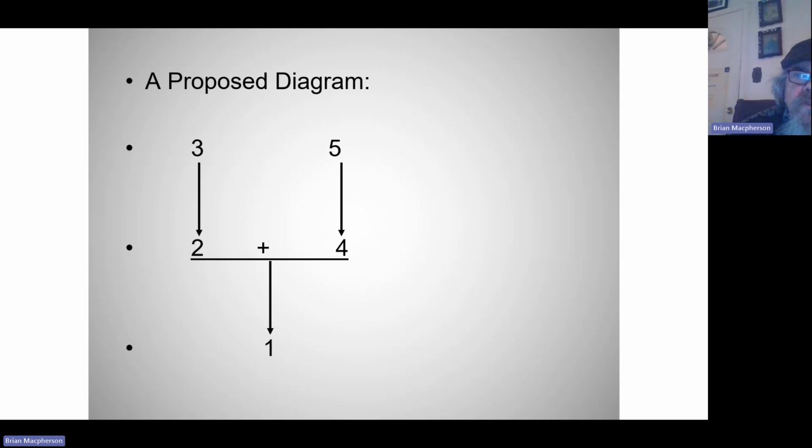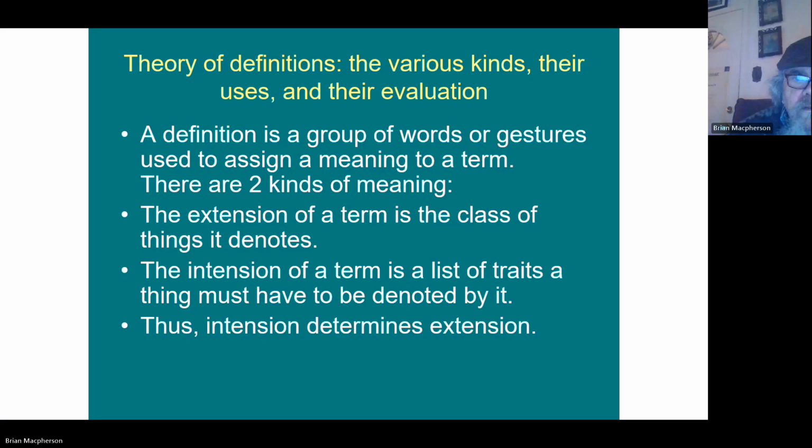So if everybody is good with that, then let's go on to topic number 2 for today's lecture. Okay, there we go. All right. The second topic we're going to look at in this asynchronous lecture is the theory of definitions.